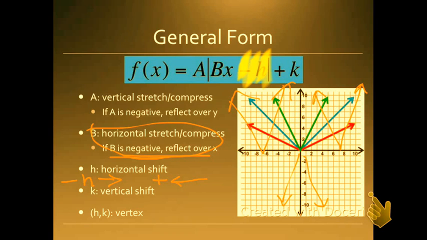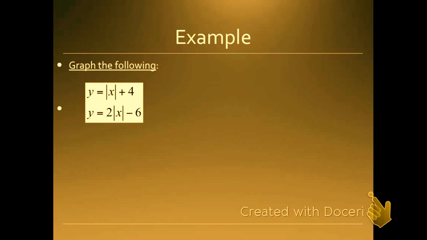If we take just the h, just the number being subtracted, and take it with k, that will give us our vertex, or the point of the graph. So a couple of quick examples here. Let's take this first one.